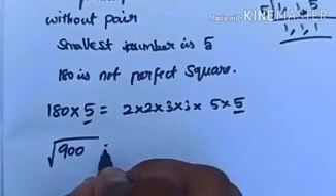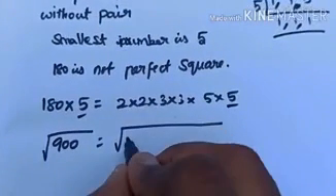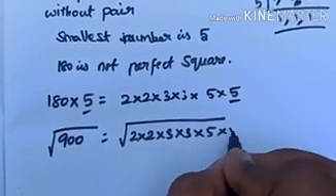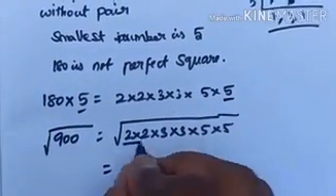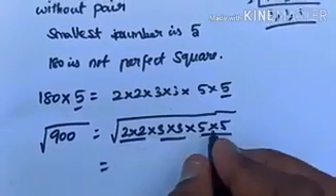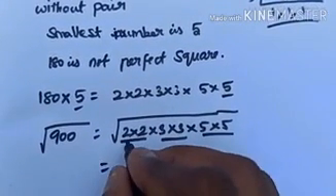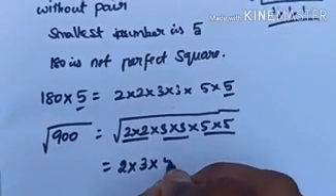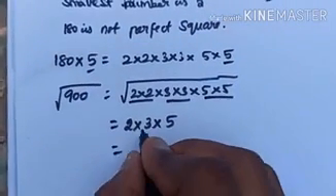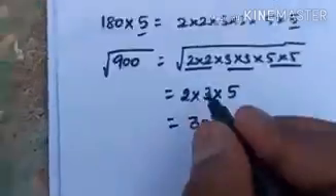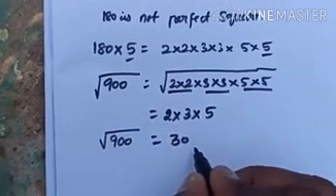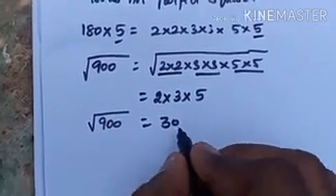So the square root of 900 is equal to the square root of 2 into 2 into 3 into 3 into 5 into 5. What do you get? You get 3 different pairs: the first one is 2, the second is 3 and the third is 5. 2 3s are 6, 6 5s are 30. So the square root of 900 is 30.